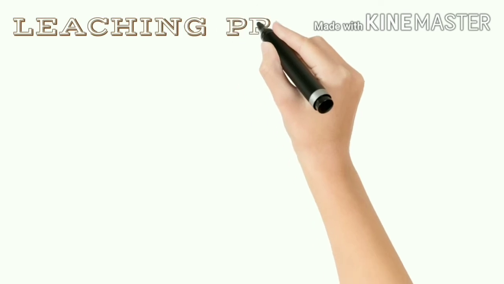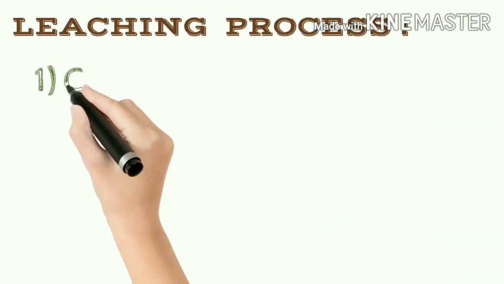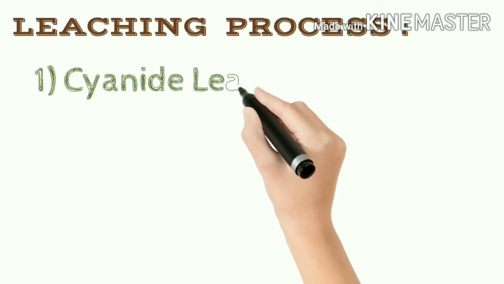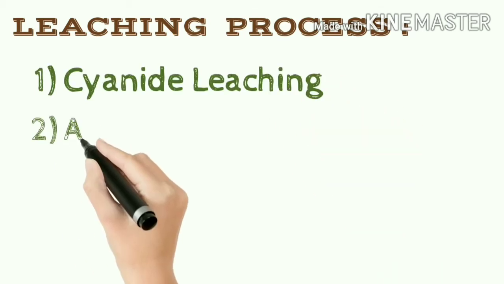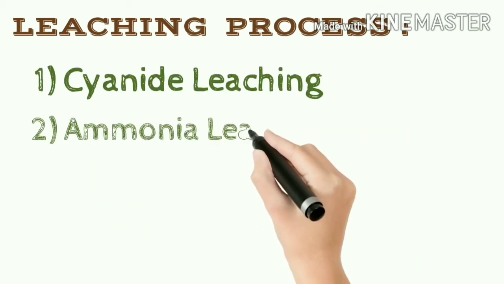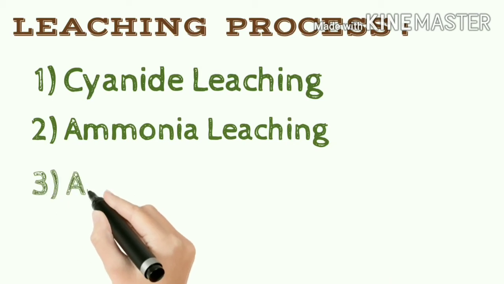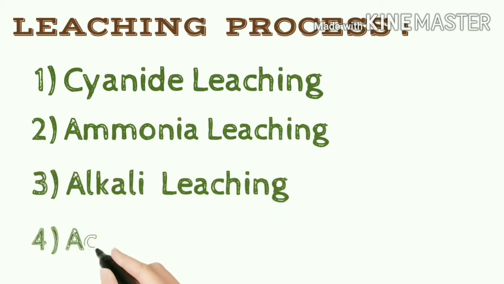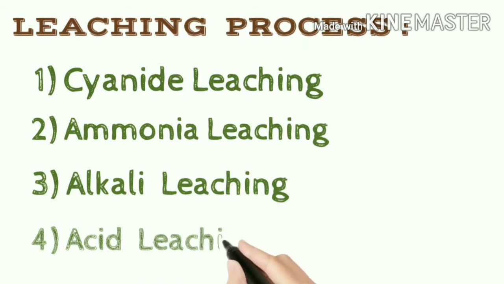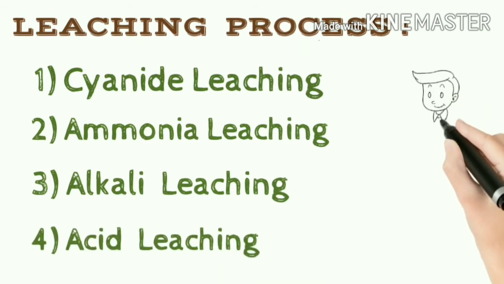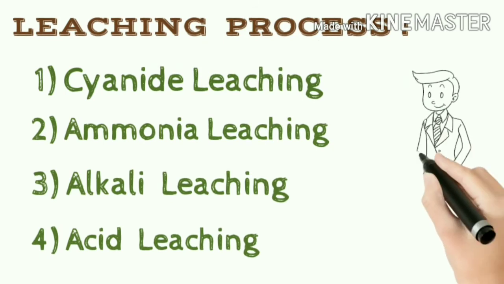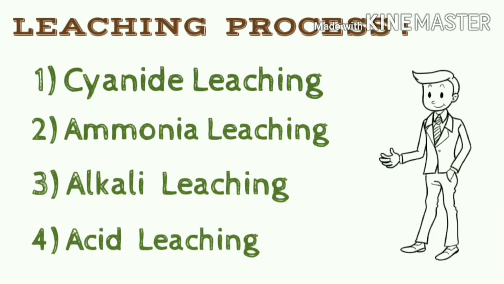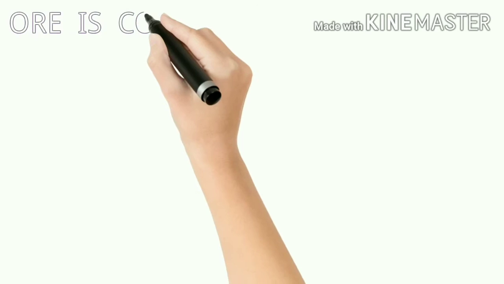There are four leaching processes: cyanide leaching, ammonia leaching, alkali leaching and acid leaching. Leaching is mixing a solid with a liquid, so we take the ore as a solid and the solvent as a liquid.